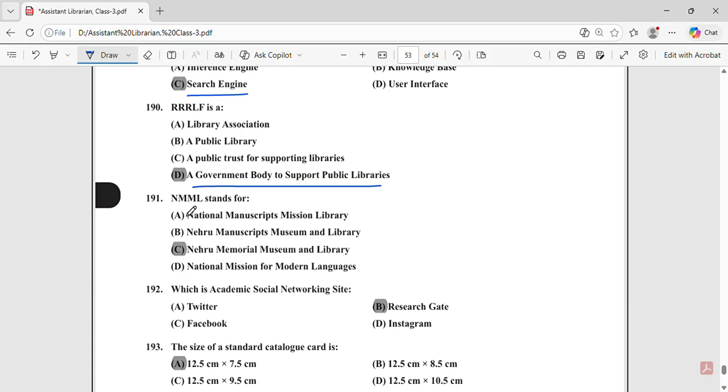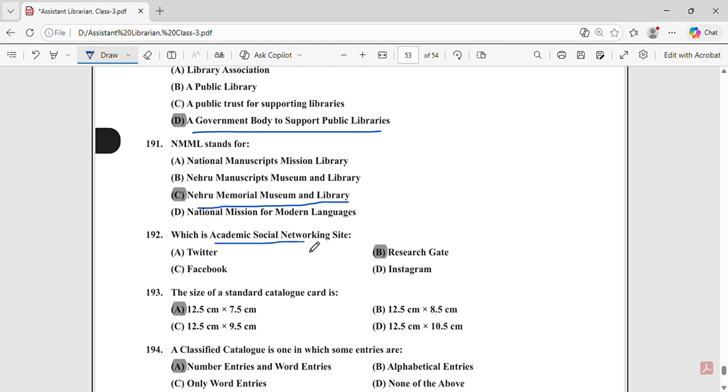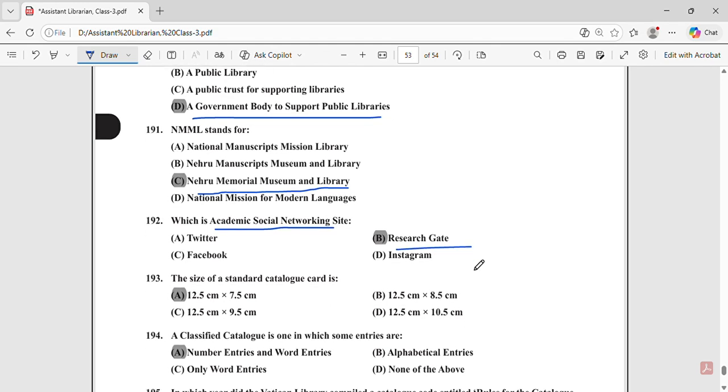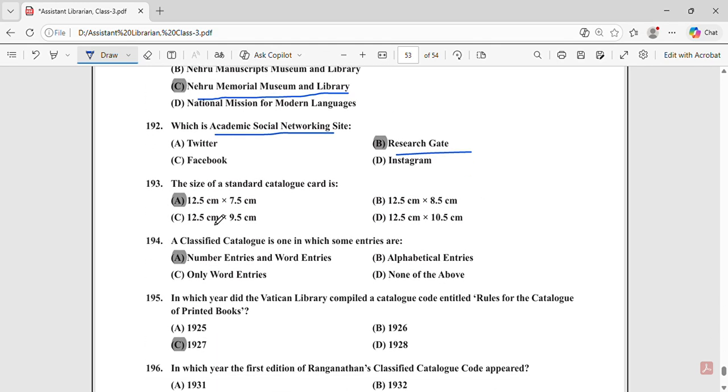Which is not a component of expert system? Search engine. RRRLF is a government body to support public libraries. NMML stands for Nehru Memorial Museum and Library. Which is an academic social networking site? ResearchGate. The size of the standard catalog card is 12.5 centimeter by 7.5 centimeter.